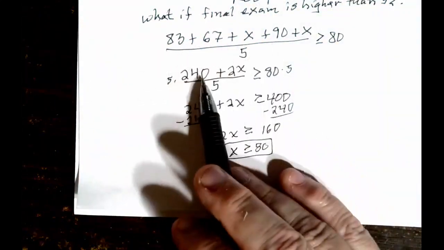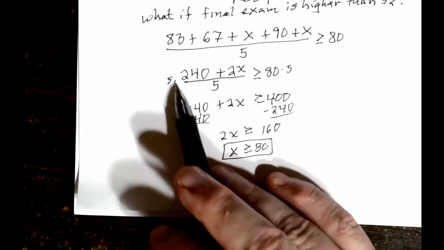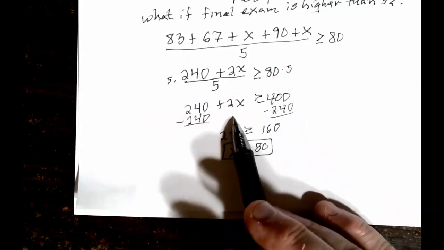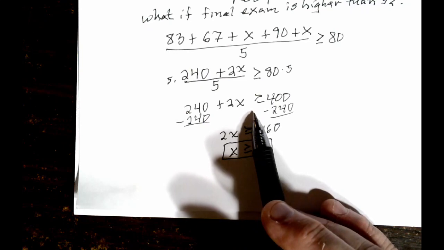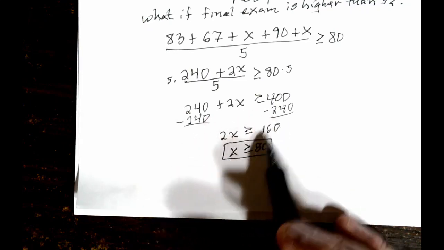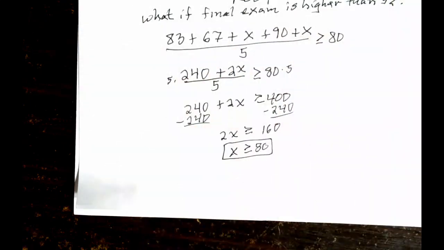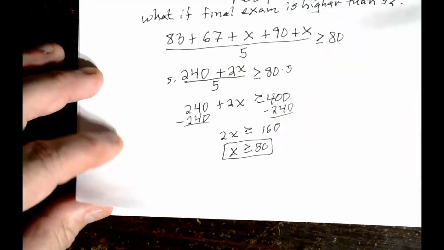You add these three together, you get 240. Multiply by 5 to get rid of the divide by 5. Subtract 240, divide by 2, and now you get an 80. So if you get an 80 or above, you'll pass with an 80 or above.